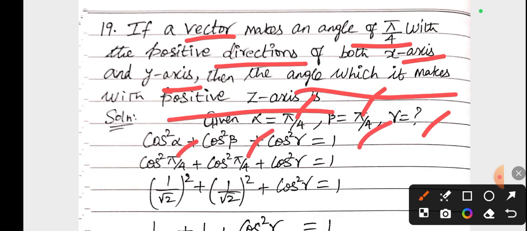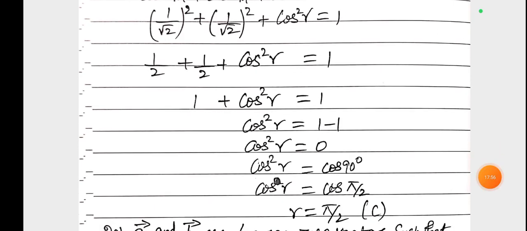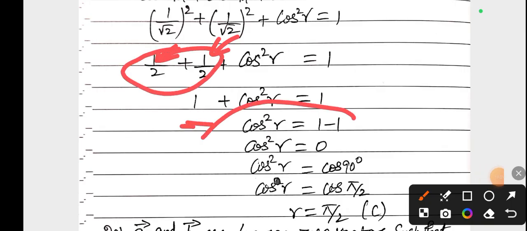One is pi by 4, another one is also pi by 4. So cos pi by 4 is 1 by root 2, so (1 by root 2) square, again cos pi by 4 is 1 by root 2, (1 by root 2) square, plus cos square gamma equals 1. So we all know, children, (1 by root 2) square is 1 by 2, again (1 by root 2) square is 1 by 2. Half plus half is 1. Plus 1 goes inside as minus 1, 1 minus 1 is 0. So cos square gamma equals 0.